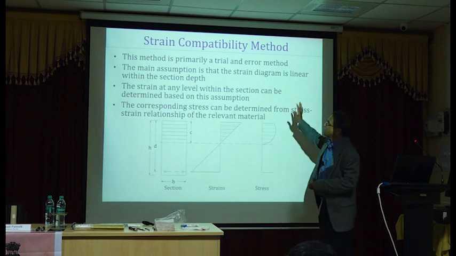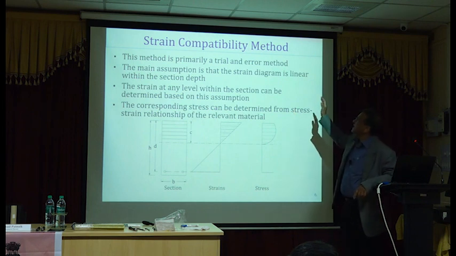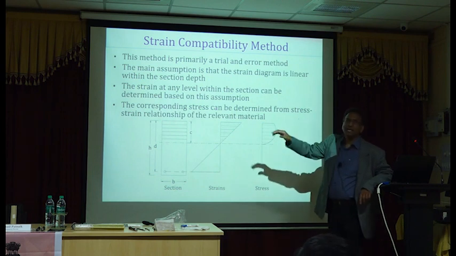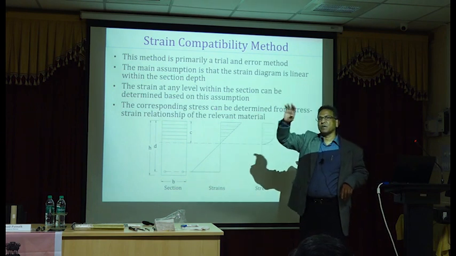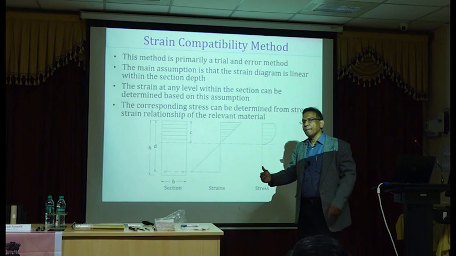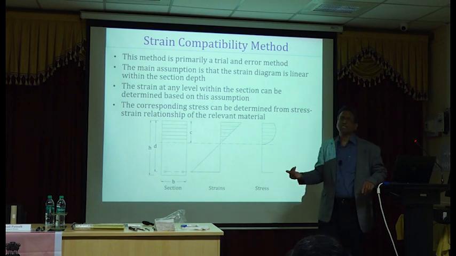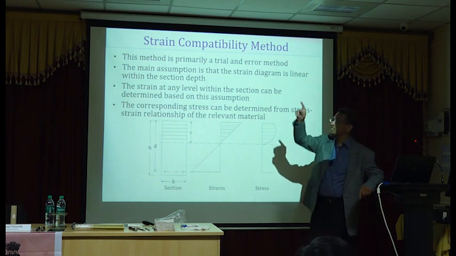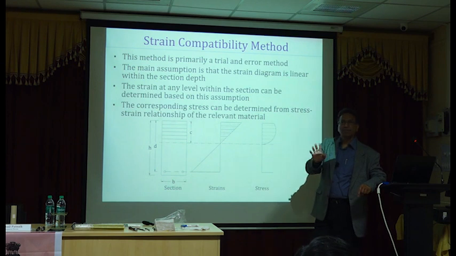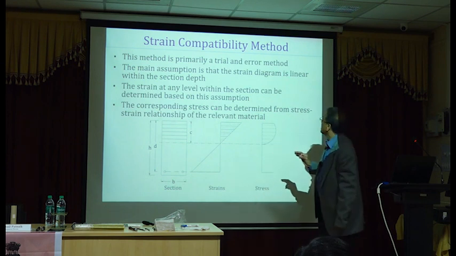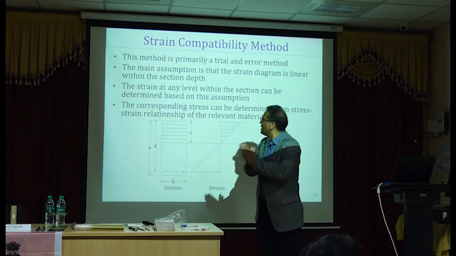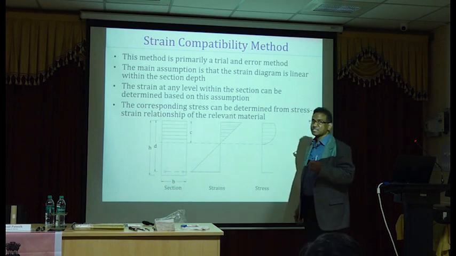And as I said previously, or maybe I did not say it, it's a trial and error method. That means you assume something, you get a final result. If the final result is not matching your target, then you go back and adjust your assumption to get the final match. That's a trial and error method. The main assumption in this analysis is that the strain diagram is linear. That's the key thing, the most important assumption. So once you say it's linear, that means plane sections before bending remain plane after bending. If that's valid; in some cases it's not valid.